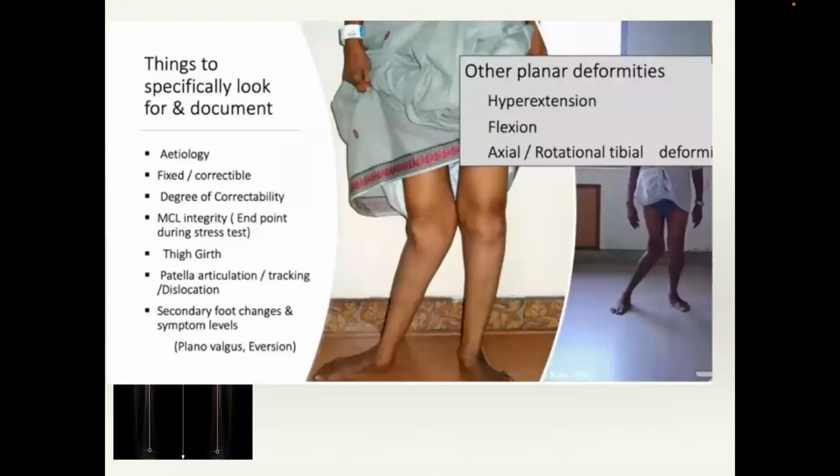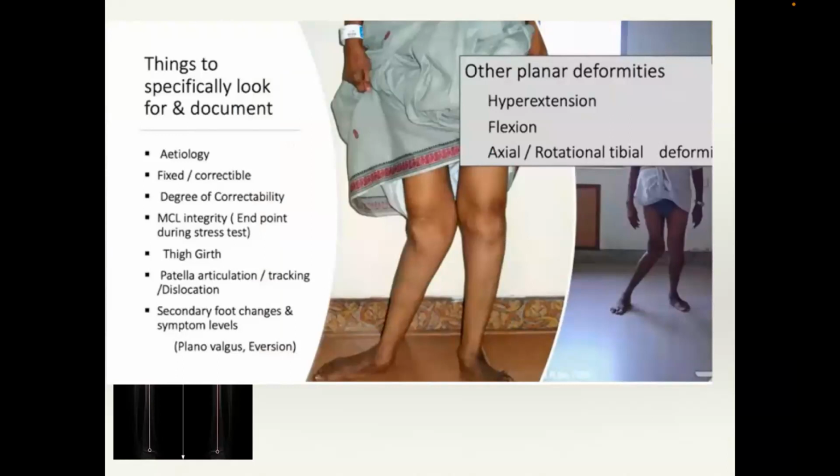So, if a patient comes to OPD with a valgus knee deformity, things need to be documented. You should first know the etiology of the valgus knee, whether there is involvement of the medial compartment or lateral compartment, and which compartment is involved. Then you have to assess whether it's correctable or fixed. And third, if it's correctable, you have to know the degree of correctability.